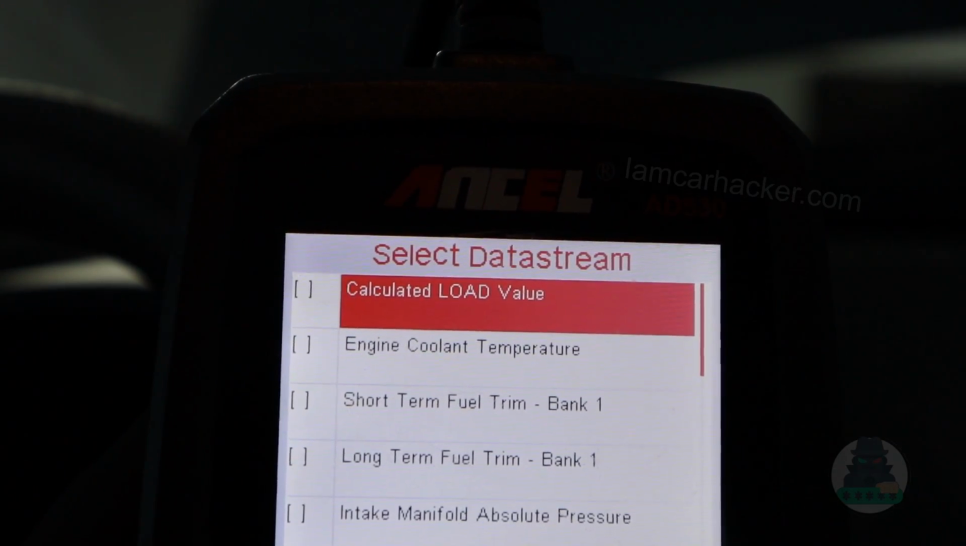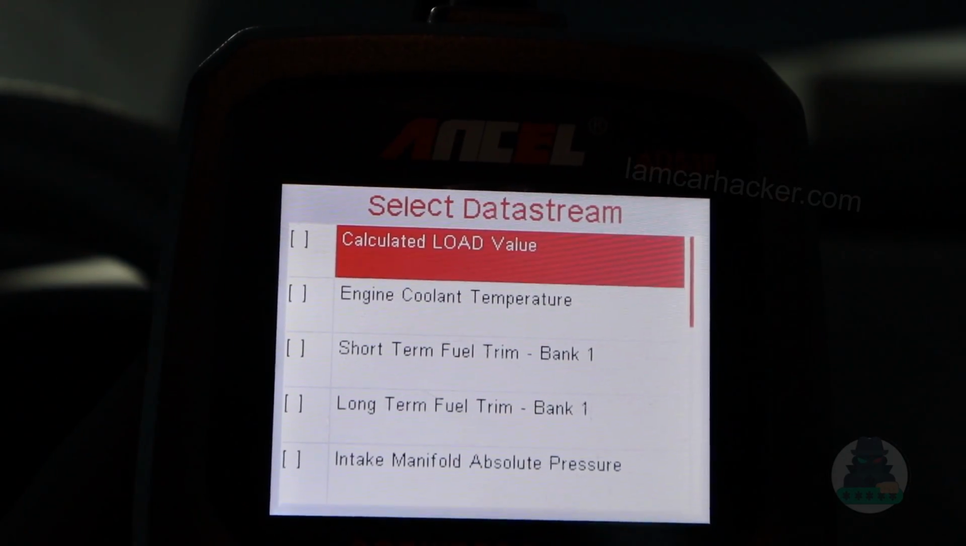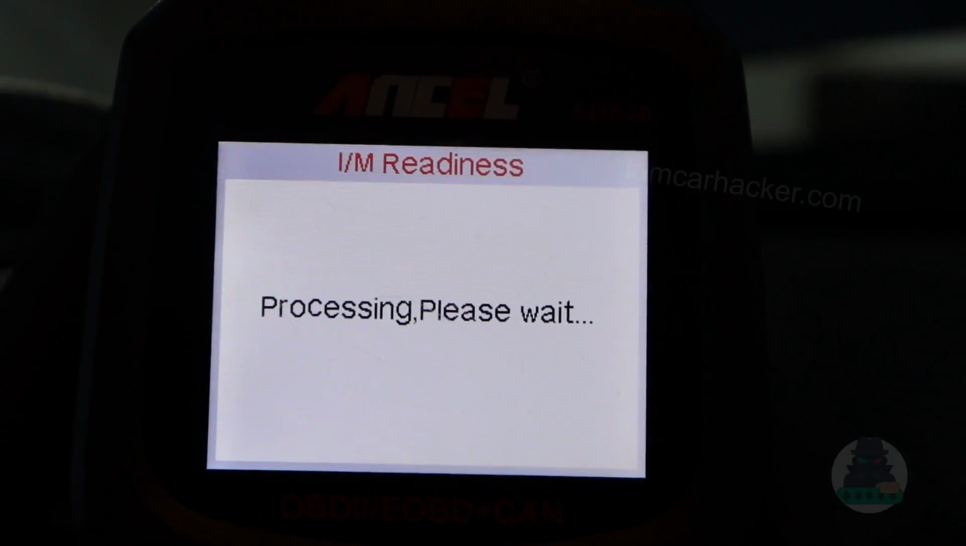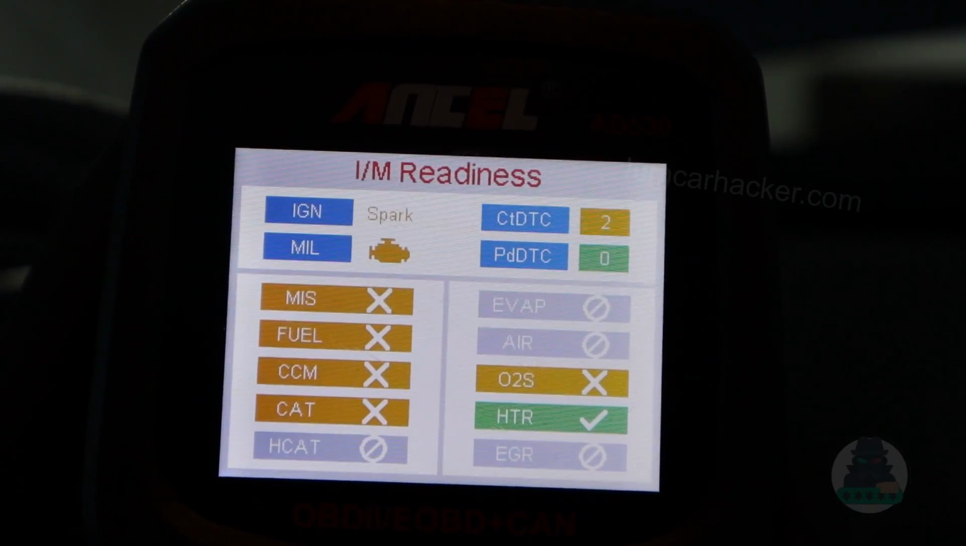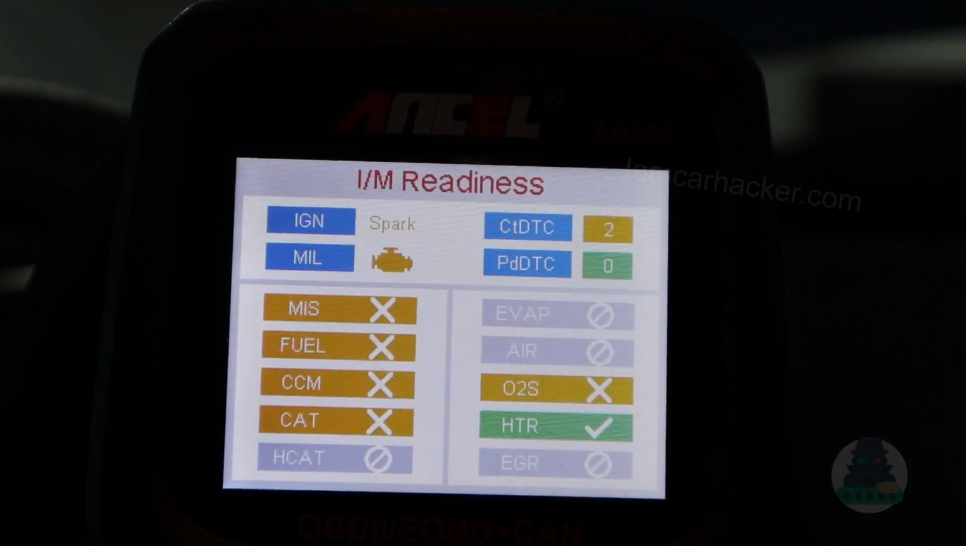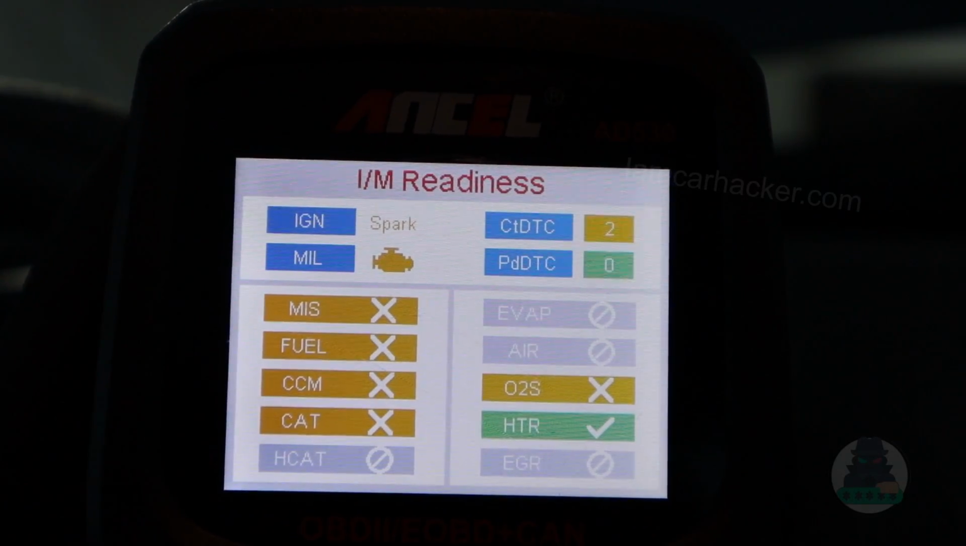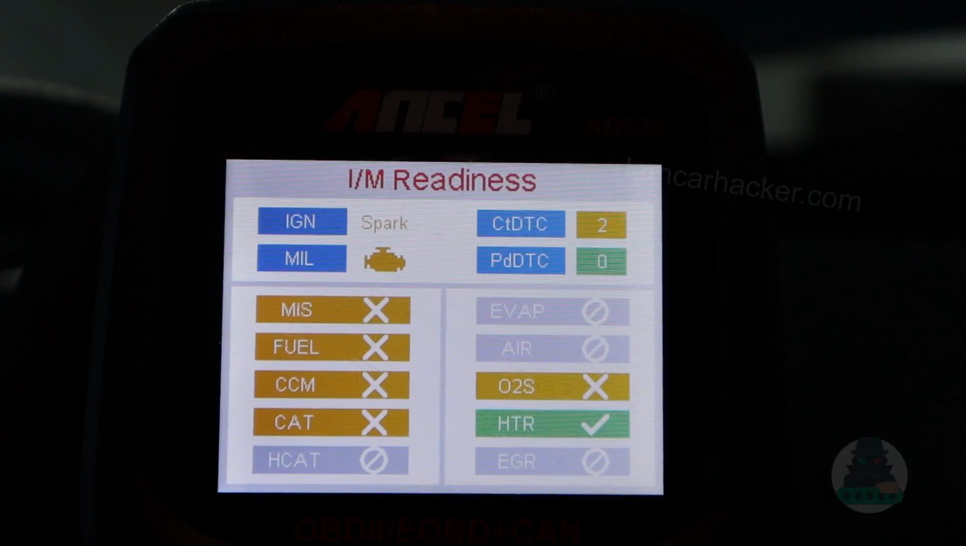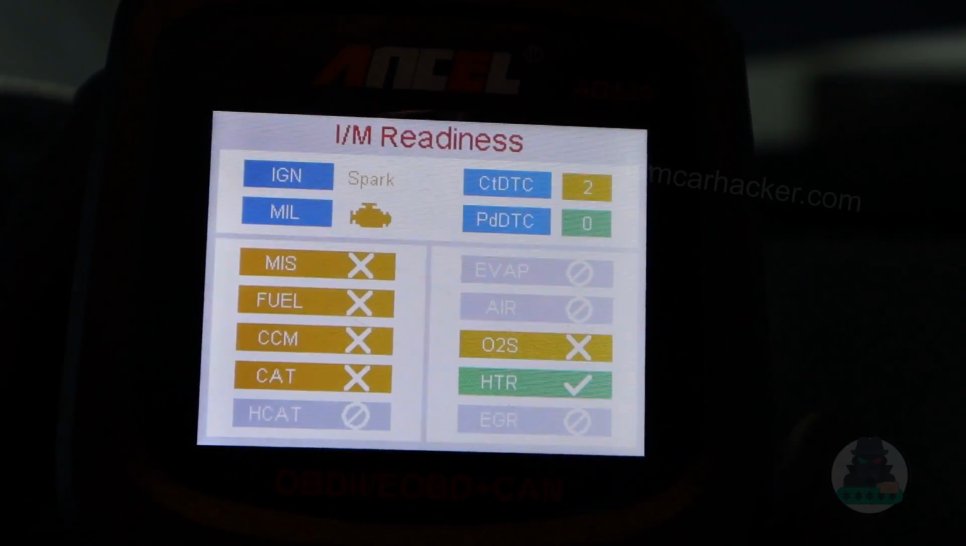Now I will show you how you can check your catalytic converter. First you can use your IM readiness data. See, we can see that cat is failed or incomplete, so this won't help me. But if I would see cat monitor green, I would know that my catalytic converter is probably okay. Anyways, this is just the first check.